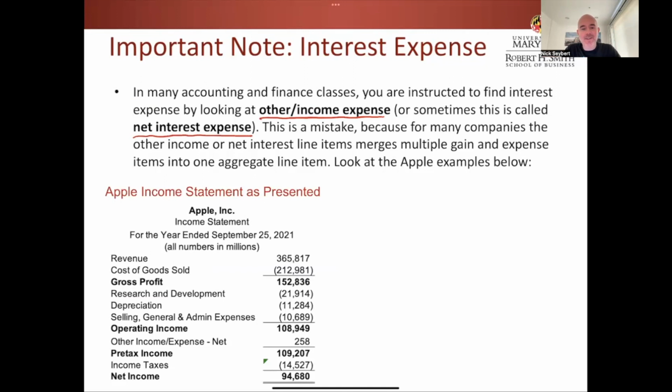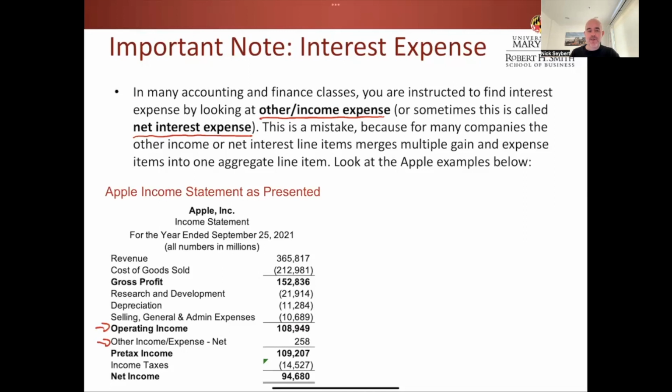I've formatted it to look a little nicer than Apple's real income statement. But this is basically what Apple's income statement looks like if you go pull it up for 2021. You get down to this operating income subtotal, and interest expense always comes after operating income. And so a lot of classes will say, look, here it is, other income expense.